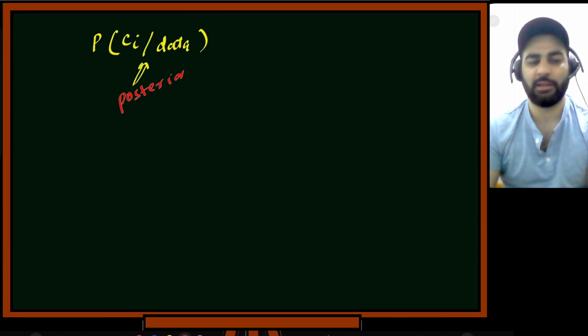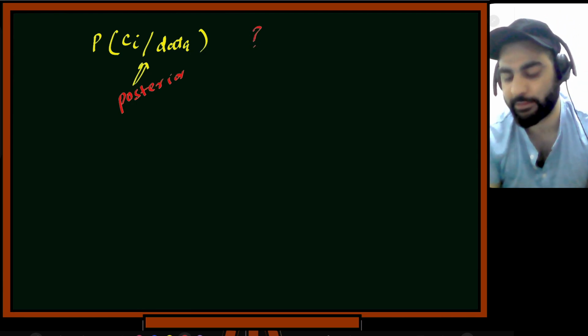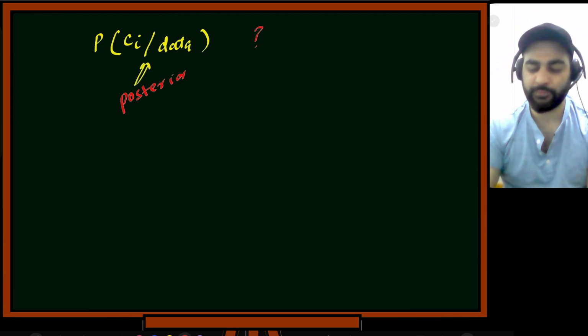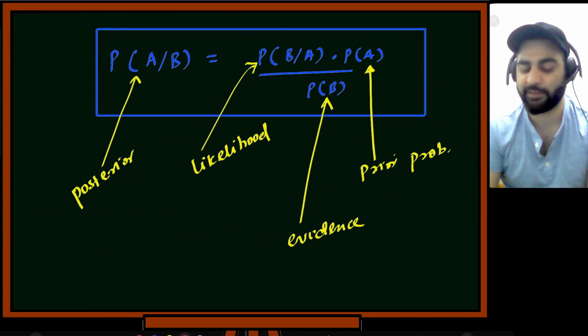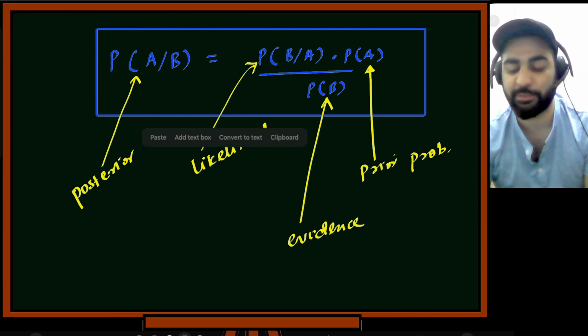This is called our posterior. This is what we want to find. This is the main thing that we want to find. Okay, so we have different terminologies. I'll first clarify this. So we are now clear with the posterior. What is the meaning of posterior?